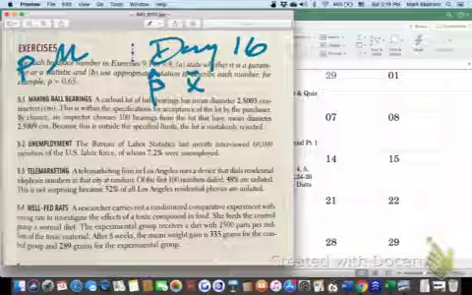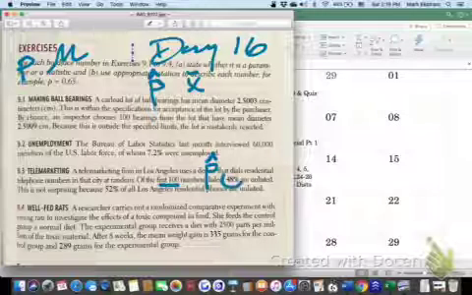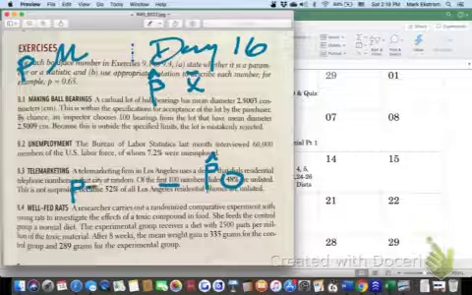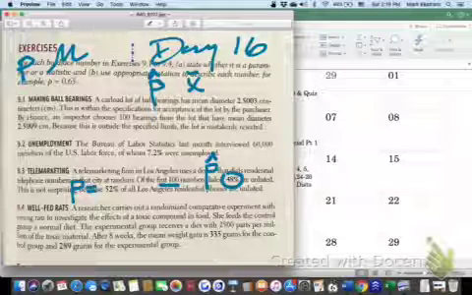Number 3 is pretty simple. The first 100 would mean that that's the sample. So our p hat is 48. Our population proportion is 52%.